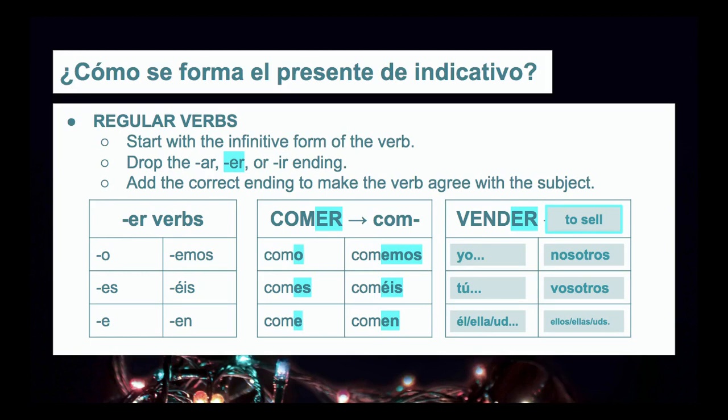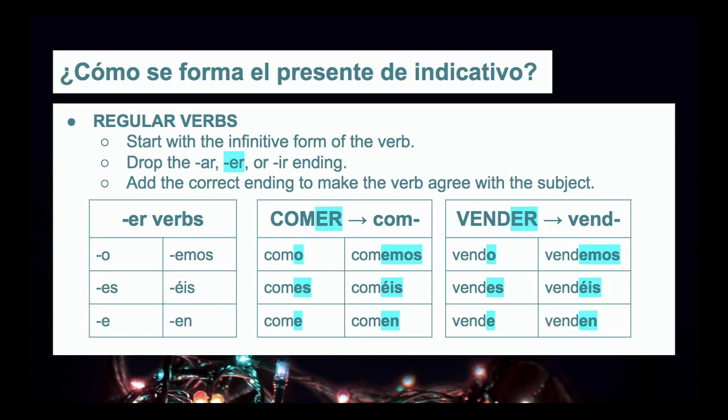Vender means to sell and has a stem of VEND once we drop the ER ending. From there, we can conjugate the verb in the present tense. Yo vendo, tú vendes, él vende, ella vende, usted vende. Nosotros vendemos, vosotros vendéis, ellos venden, ellas venden, ustedes venden.